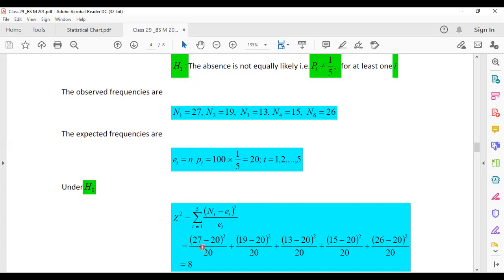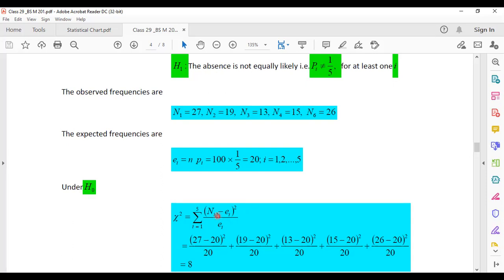And we have considered the ratio of the squared deviation to the expected frequency. So for the first observation, it is (27 minus 20) whole square by 20, and so on. Since 5 observations are given, the chi-square statistic comes out to be 8 after calculating all this. Since there are 5 observations, according to the theory, the degrees of freedom is equal to 4, because this particular formula follows the chi-square distribution with n-1 degrees of freedom.